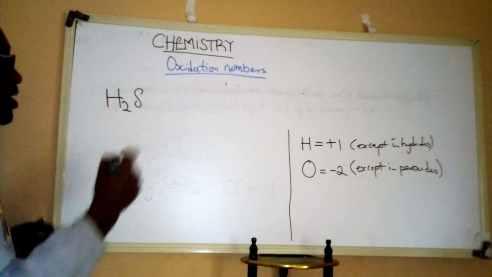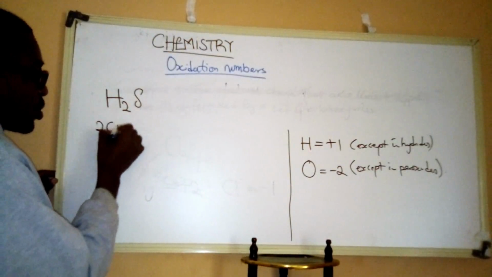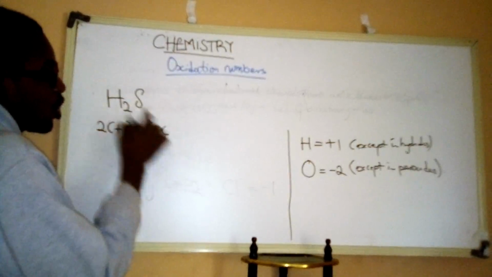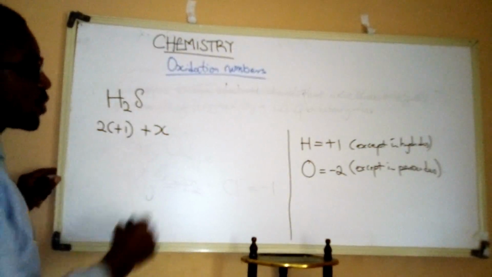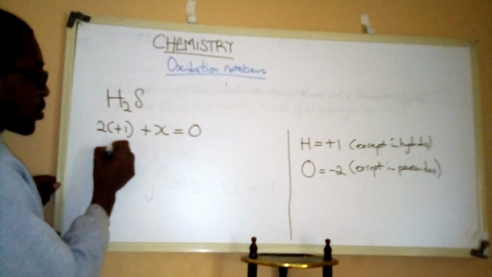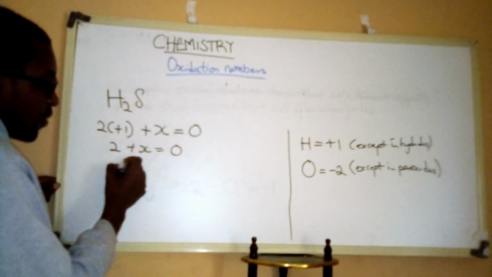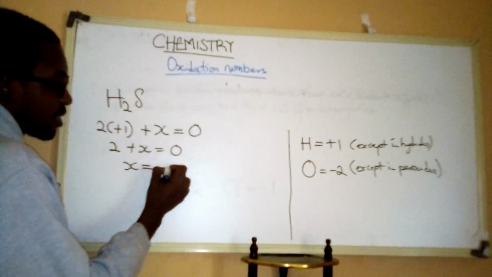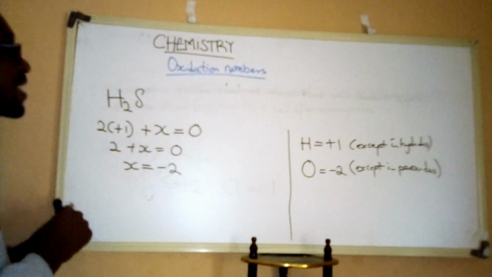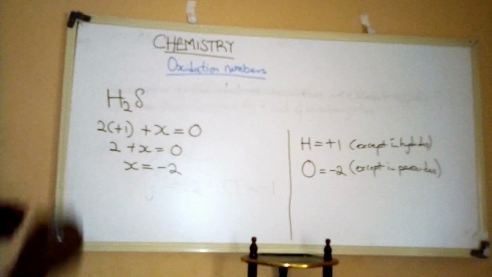So if that's the case, remember I've told you that hydrogen is +1, so we can write this 2 times +1 plus the oxidation number of sulfur, which is unknown in this case, should be equated to what? To 0. If that's the case, 2 times 1 will give us 2 plus x will give us 0. And then if you do that, you will now discover that x is equal to -2. Hence, the oxidation number of sulfur in this case is -2, and it's actually called hydrogen sulfide.